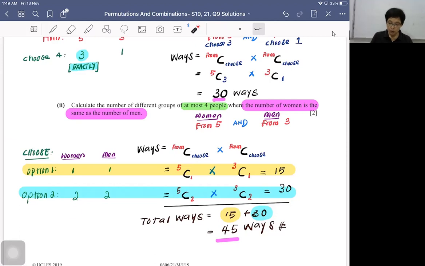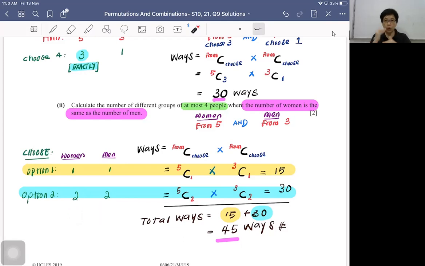How about 3 women, 3 men? If you were to do that, you fulfill the same number of men and women, but you defy the condition that they set, at most 4 people. Because if you go for 3 plus 3, you have a total of 6, which has exceeded the number of people that they limit for you, maximum 4 people. Therefore, we do not consider 3 women, 3 men.